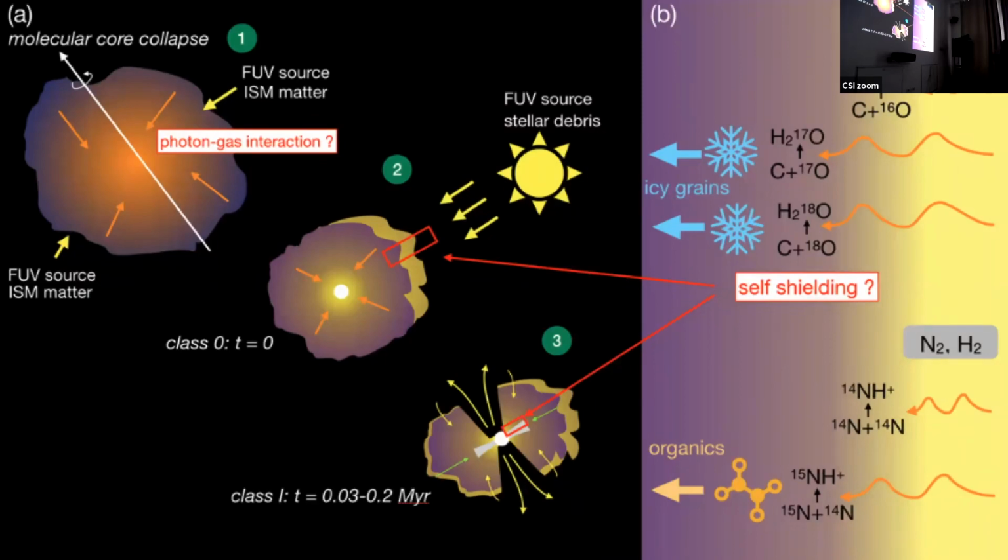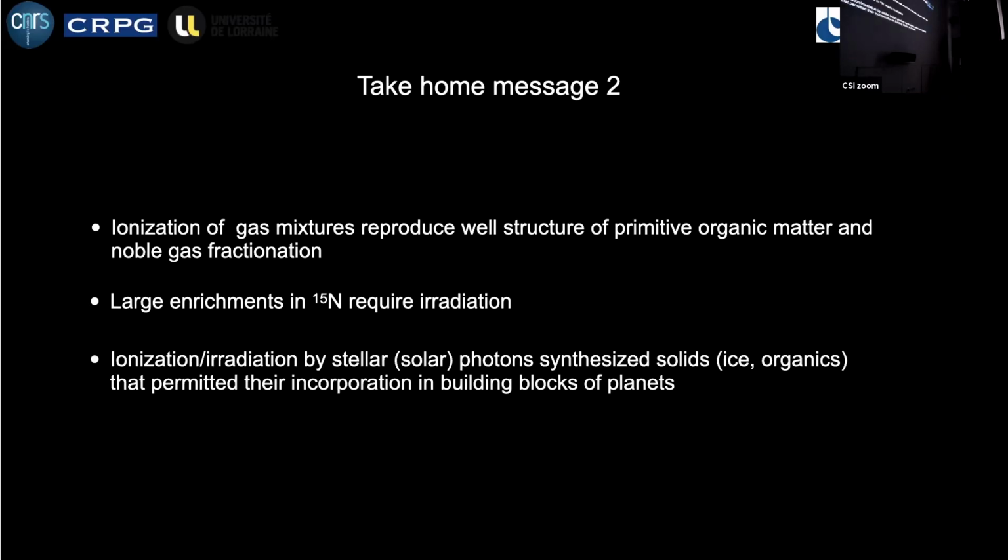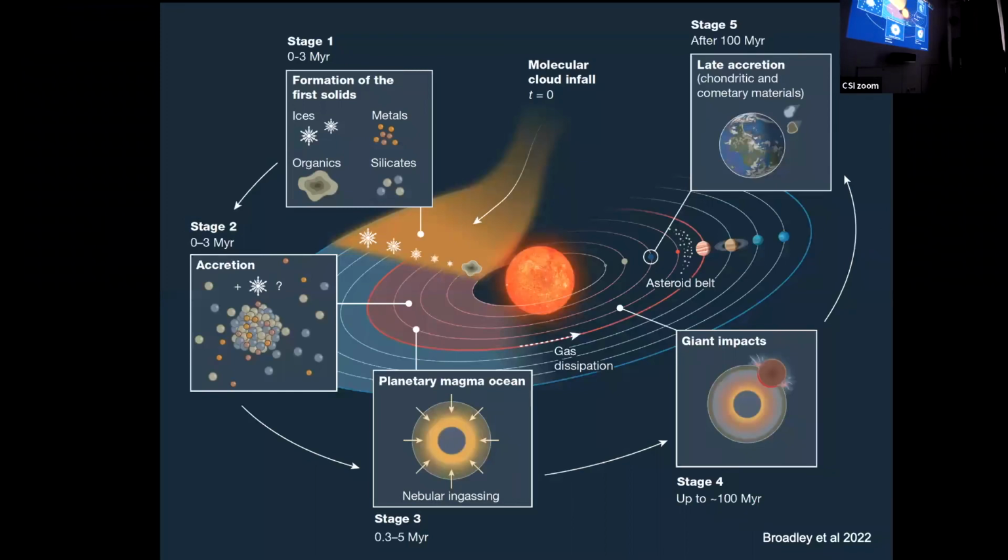So the take-home message too. Ionization of a gas mixture describes the structure of primitive organic matter and the noble gas fractionation. This is the lab experiment. Large enrichment in nitrogen-15 by irradiation. These are the experiments of the San Diego group. And finally, ionization and irradiation by stellar photons was able to synthesize solids, ice, and organic dust that ultimately permitted their incorporation in the building blocks of the planets. And this is a summary of those processes.